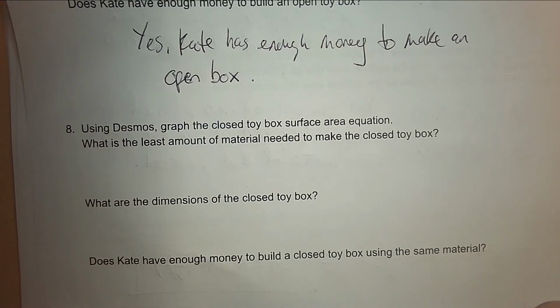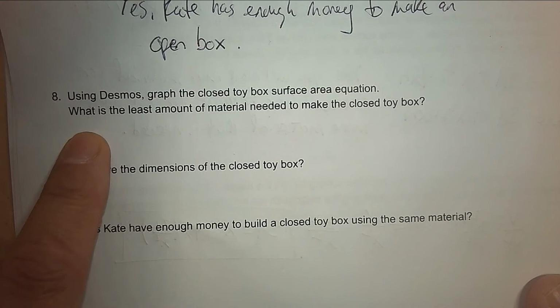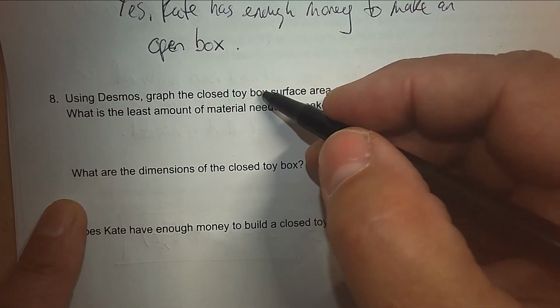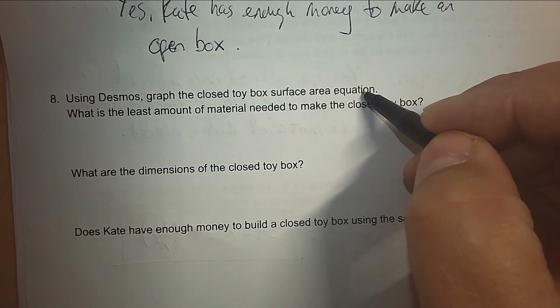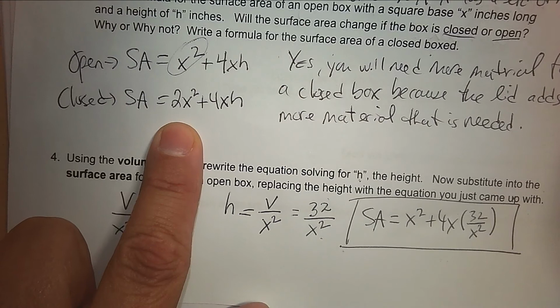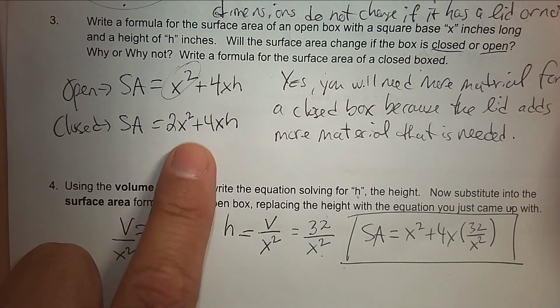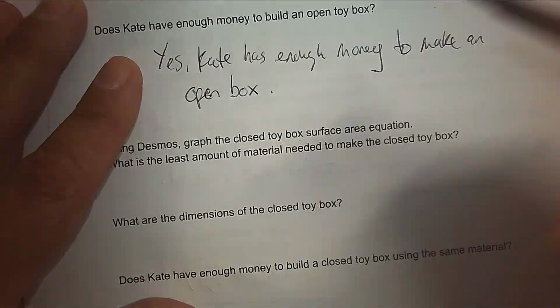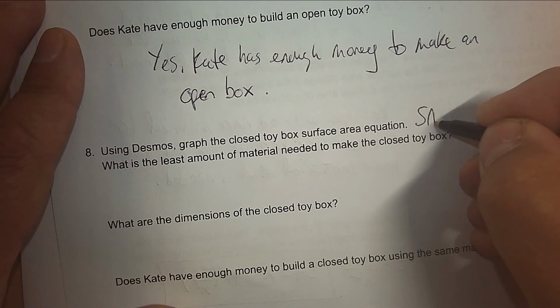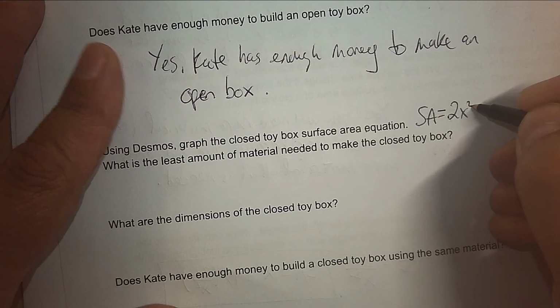Last part. Using Desmos, can you graph the closed toy box surface area equation? Wait, where is that one? Do you remember the closed one? What was the closed one? But I'm not going to use H. What am I going to plug in again for H? So, it's the same one.